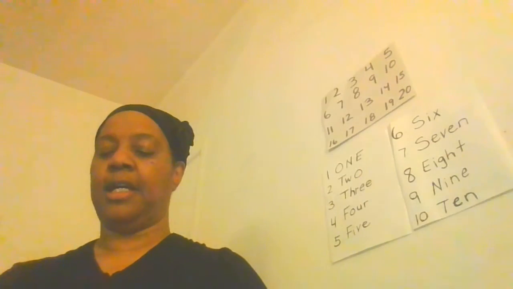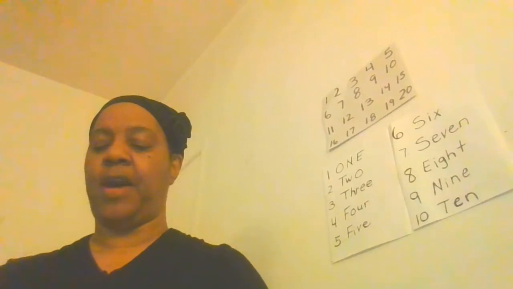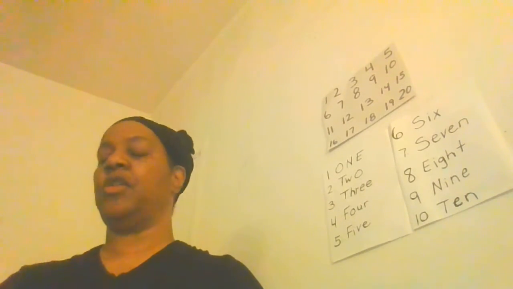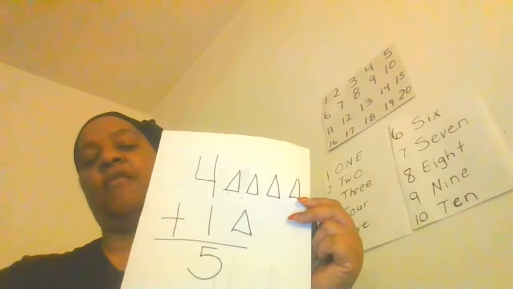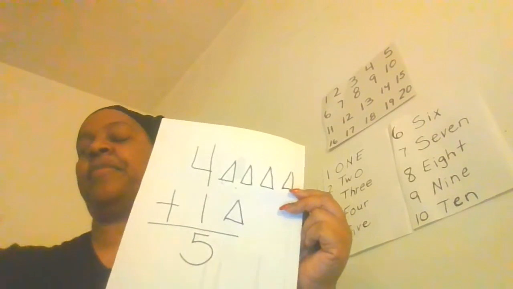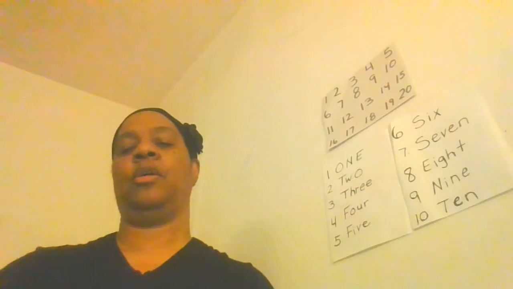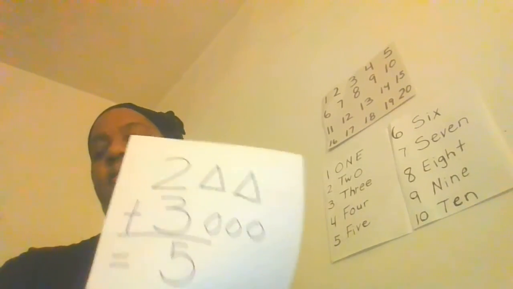So what you see is there are 2 ways to find 5. Those are called addition facts. 4 plus 1 is 5, and 2 plus 3 is 5.